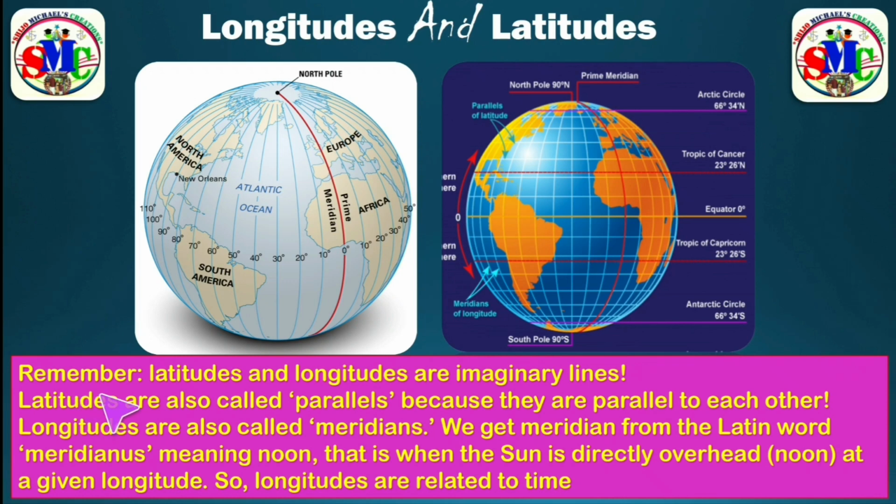Remember that latitudes and longitudes are imaginary lines. Latitudes are also called parallels because they are parallel to each other. Longitudes are also called meridians. We get meridian from the Latin word meridianus, meaning noon. That is, when the sun is directly overhead at a given longitude, so longitudes are related to time.